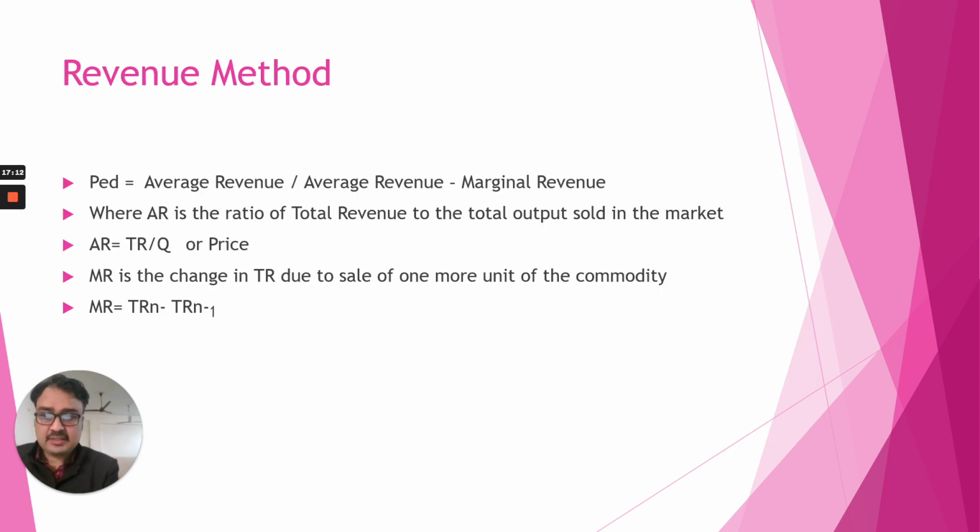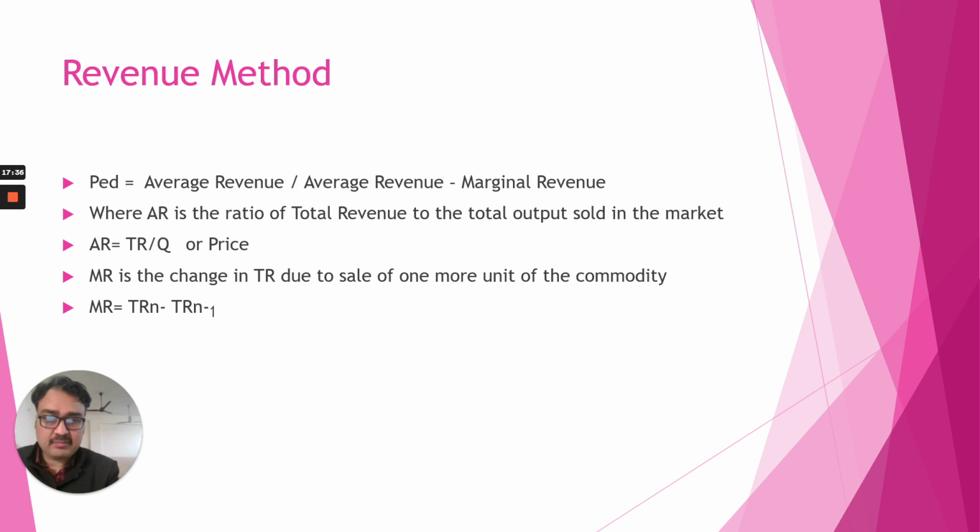Last one is the revenue method. This method is used to measure the price elasticity of demand by using the concept of revenue, that is AR, MR and TR. We can easily estimate the AR and MR. What is AR? AR is the ratio of the total revenue to the total output sold in the market. AR is always equal to price.